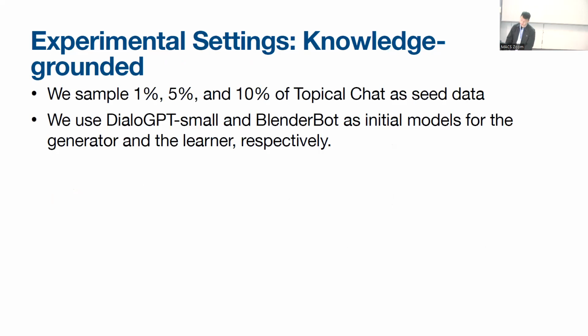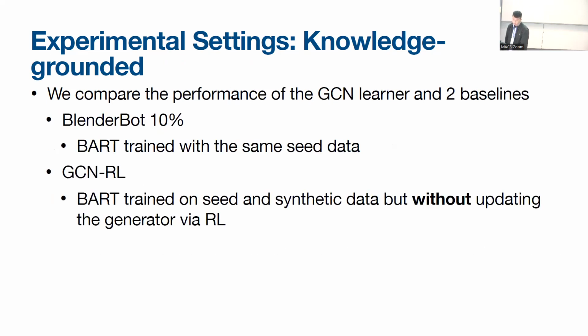So let's move on to the main focus of this work, knowledge grounded conversation. We sample 1, 5, 10% of the topical chat as seed, and we use dialogue GPT for the generator, and this time Blender bot for the learners. In this experiment, we compare the performance of a learner with GCN against 2 baselines: Blender bot 10, which is a Blender bot trained on the same seed data, and a GCN without reinforcement learning. It's trained on seed data and a synthetic set, but the synthetic set is produced by a pre-trained language model without reinforcement learning updates.